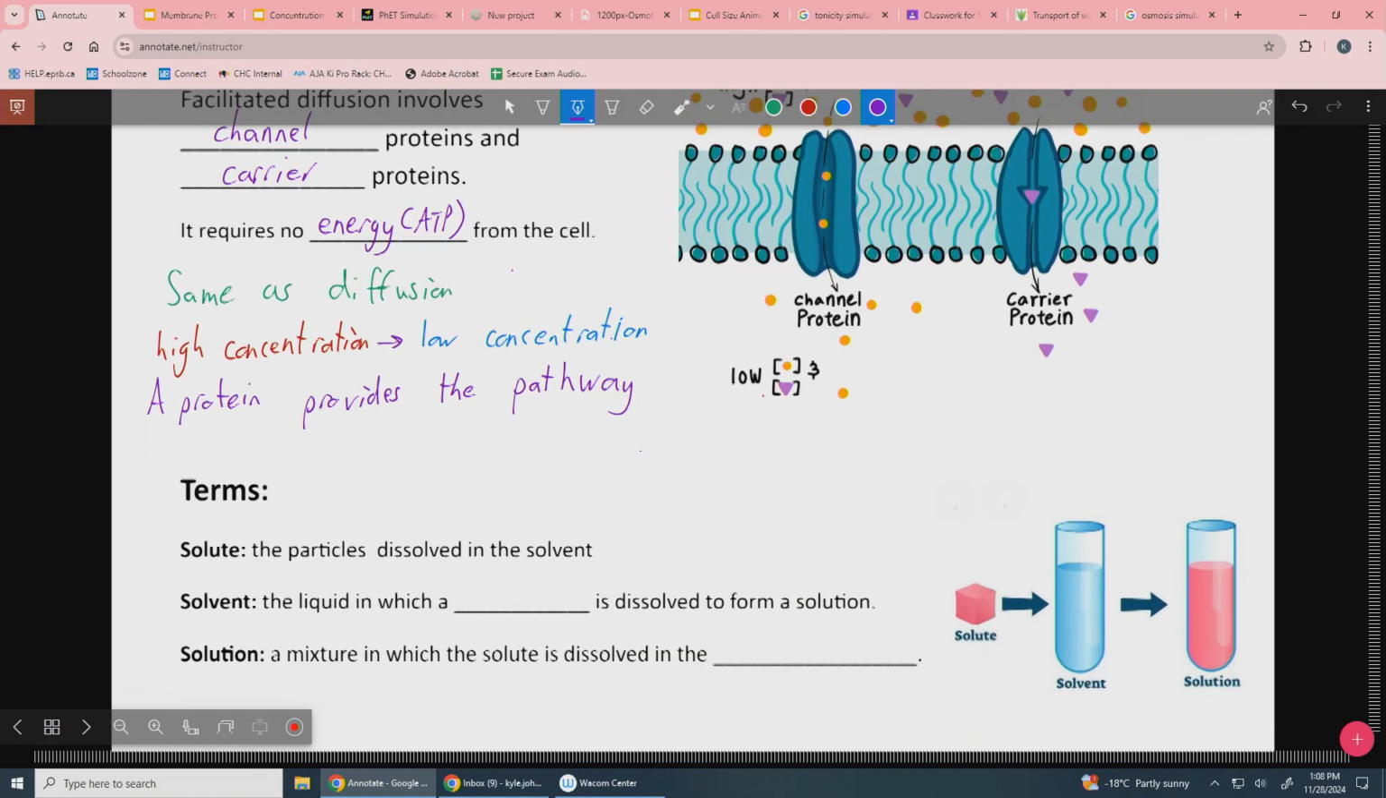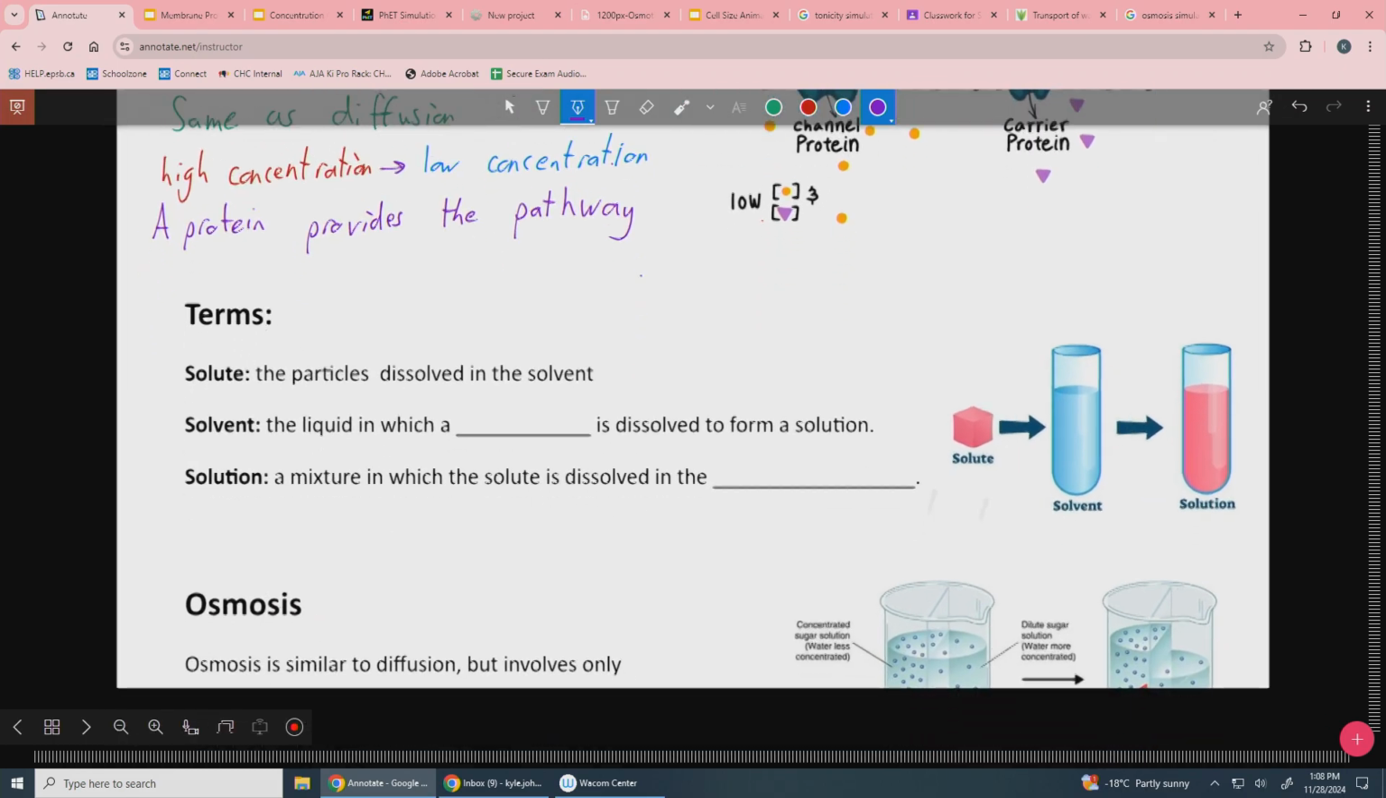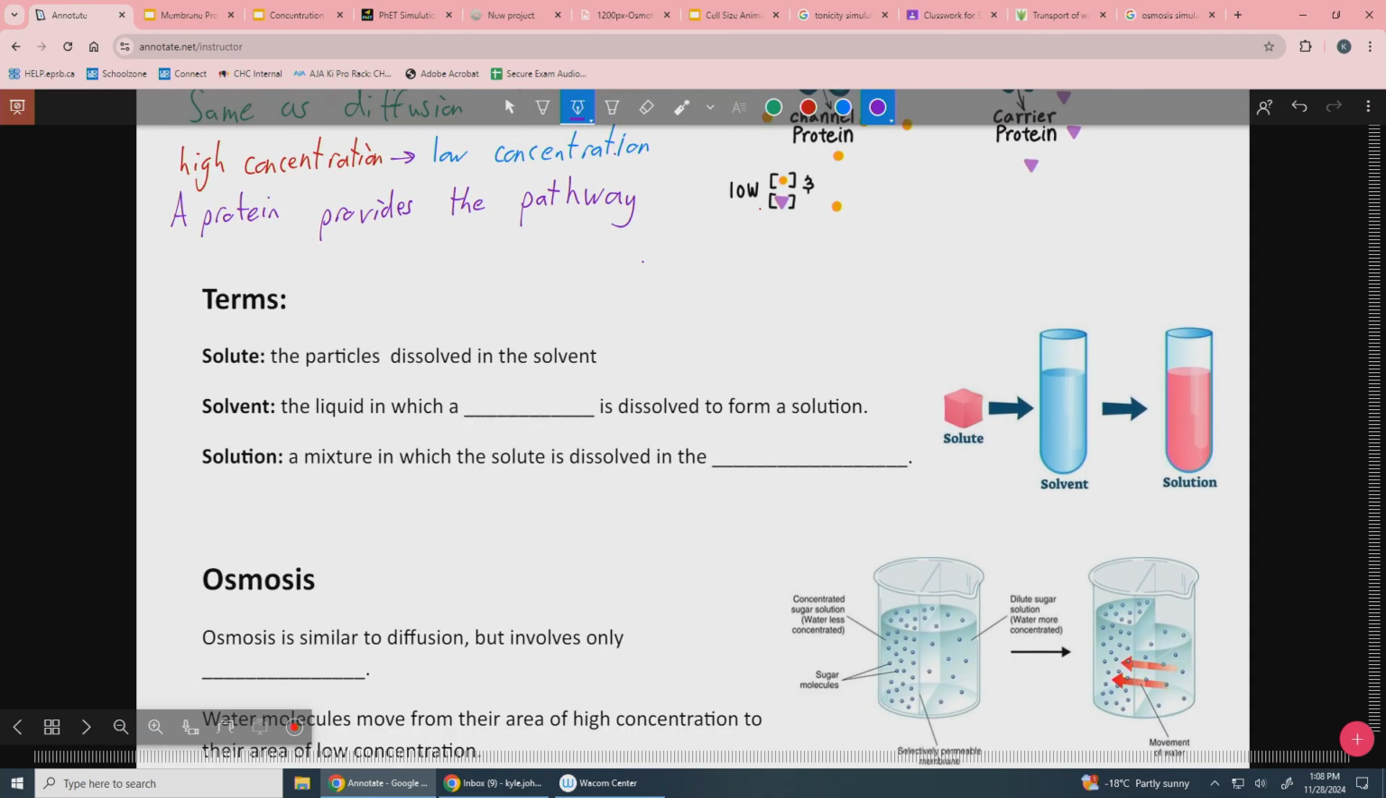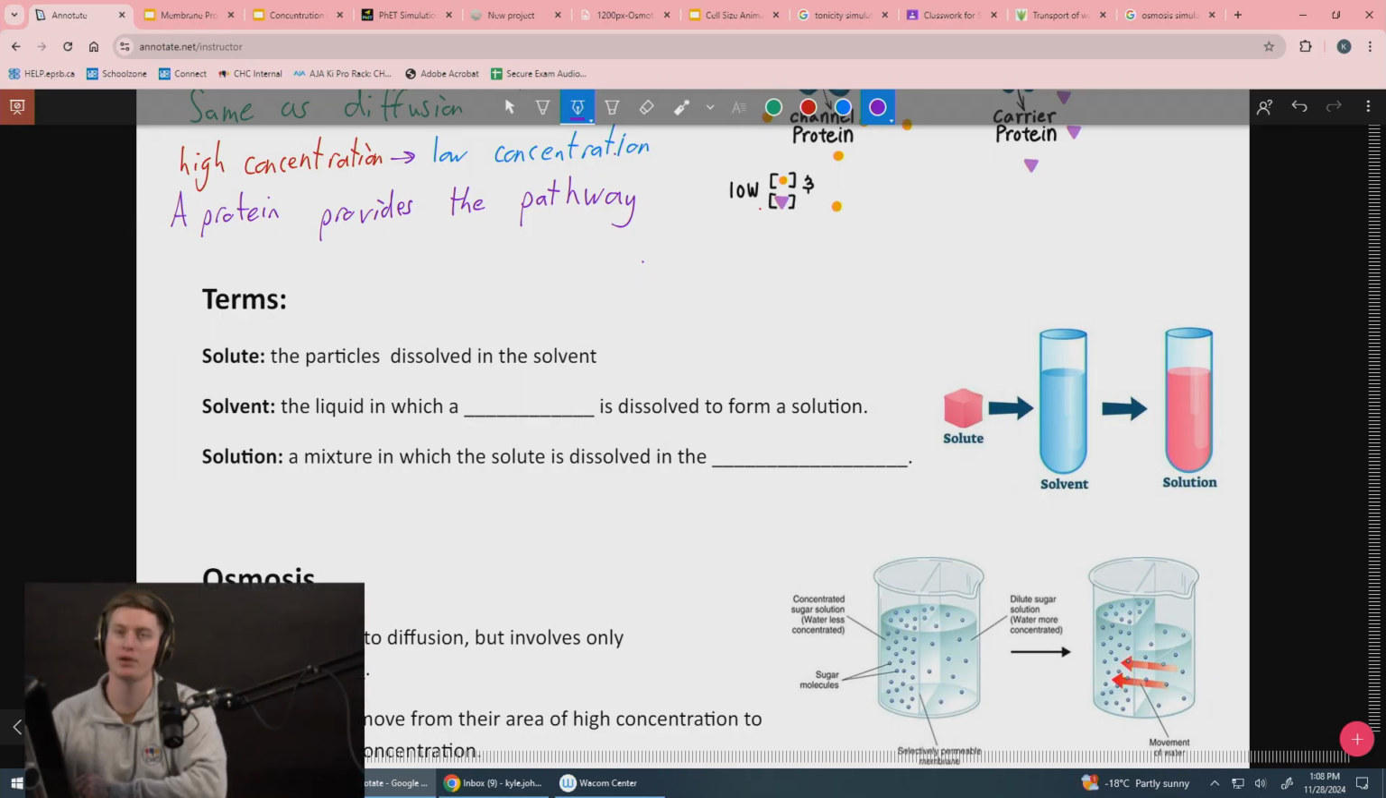The last type of passive transport is called osmosis. Before we talk about osmosis, we need to talk about a couple key terms. First is solute. Solute is the thing that dissolves.